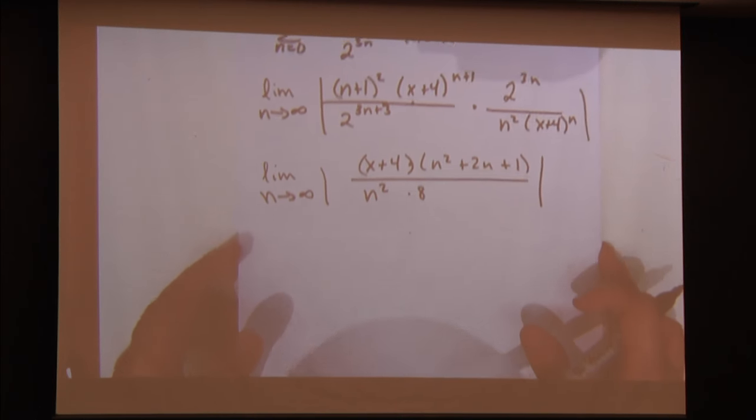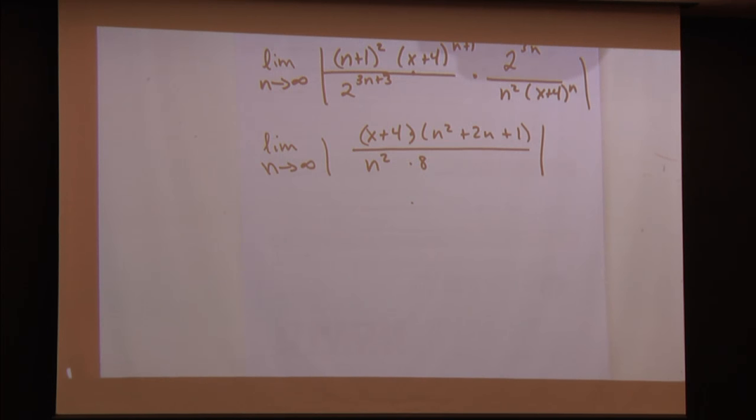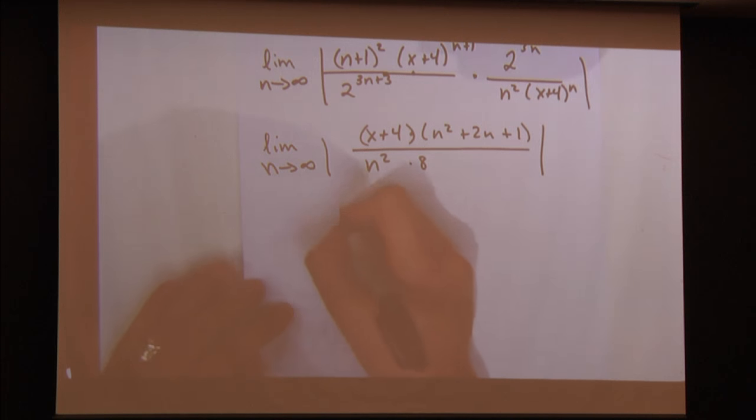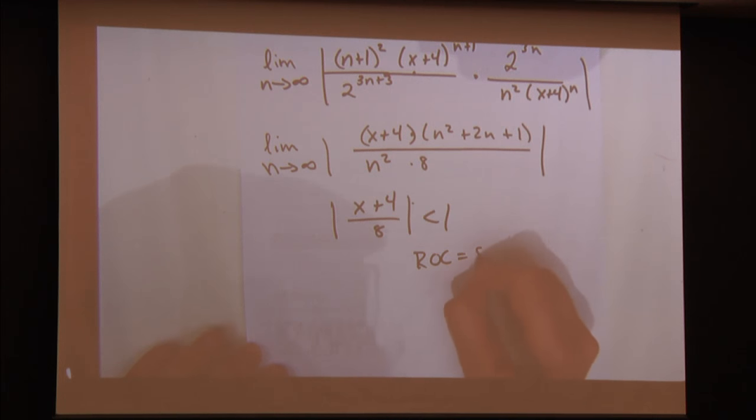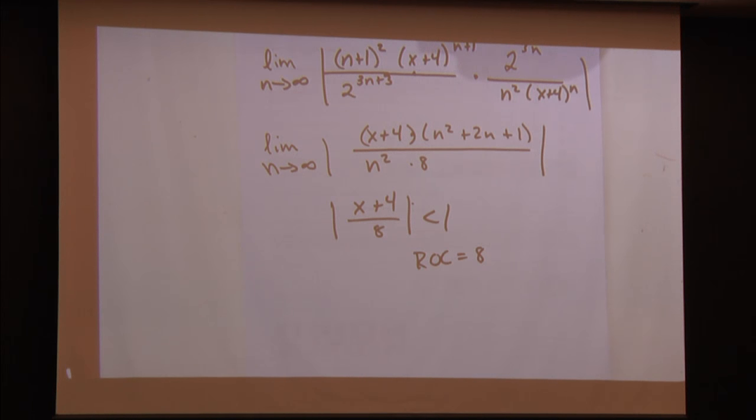They're laughing at me. Okay, so if I take the limit, I'm going to end up with x plus 4 over 8, which needs to be less than 1 to converge. My radius of convergence is going to be 8. Yeah. And that's all the question asks you to find.